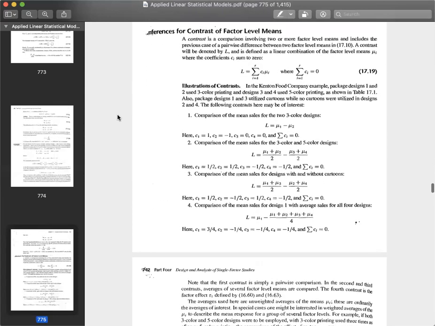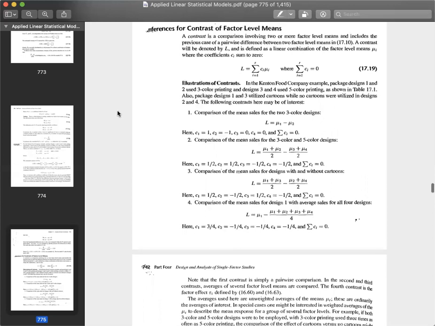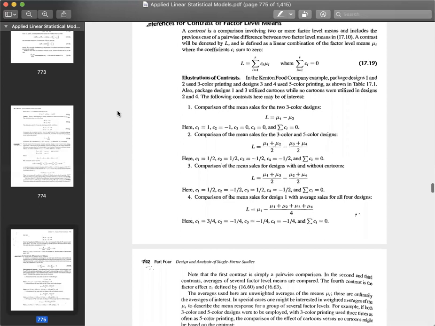The inferences for contrast of factor level means. A contrast is a comparison involving two or more factor level means and includes the previous case of a pairwise difference between two factor level means in 17.10. A contrast will be denoted by L and is defined as a linear combination of the factor level means mu i where the coefficients ci sum to 0. So we have L equals the summation of i equals 1 to r of ci mu i, where the summation of i equals 1 to r of ci equals 0.